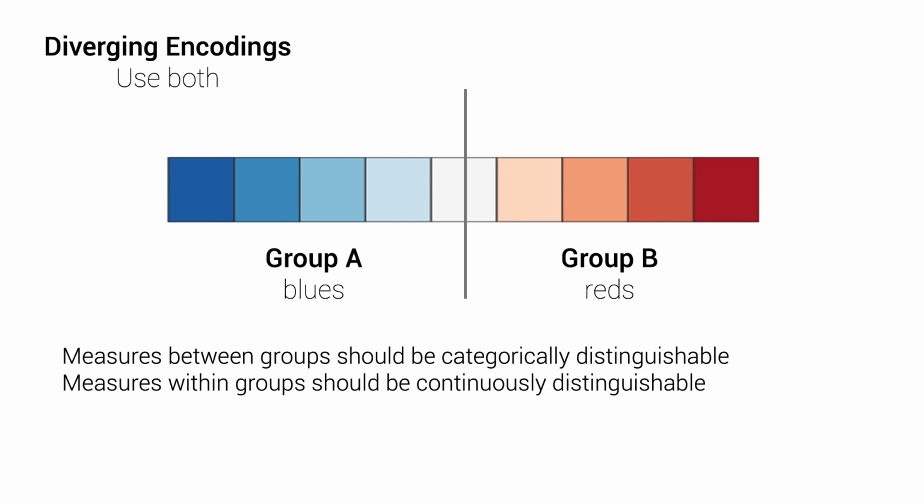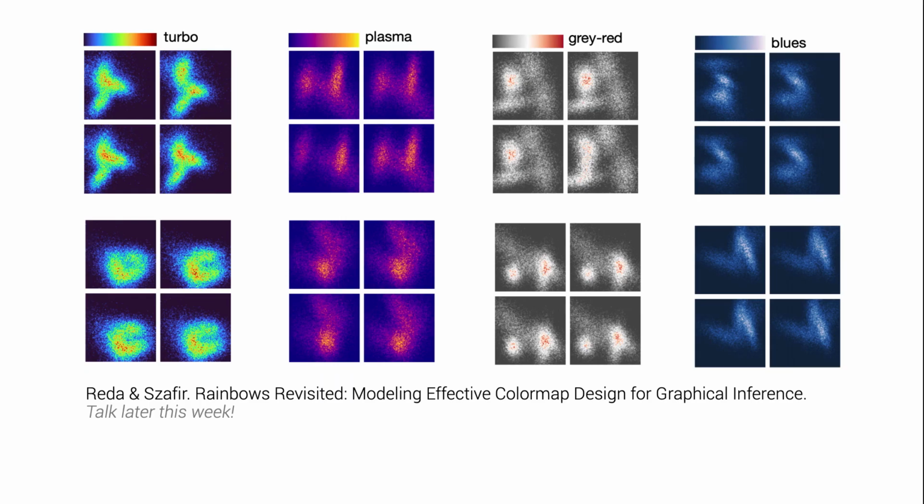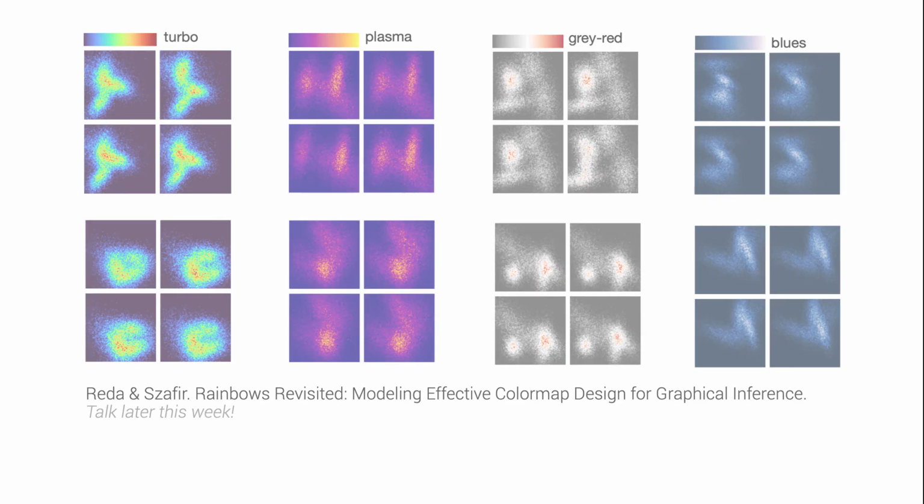There have been recent studies that have shown that color naming actually might be useful for thinking about more than simply being able to distinguish categories. If you're curious about when and why this might be the case, I'd encourage you to check out a paper that Carrie Rita and I have that will be presented later this week.